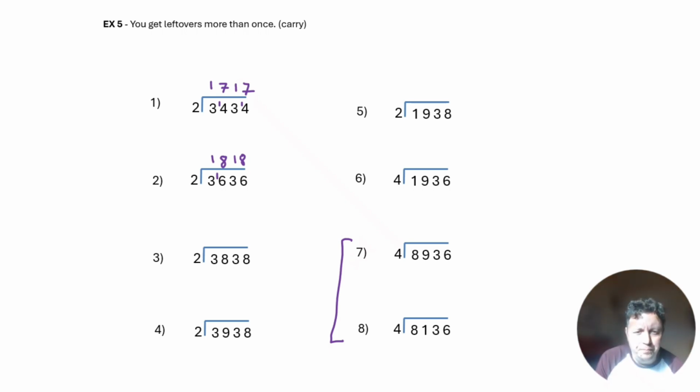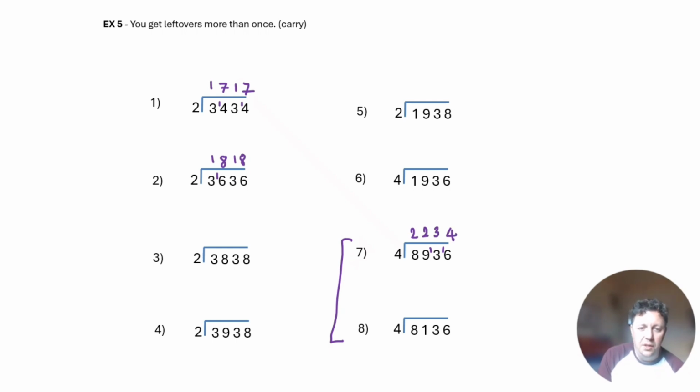Okay, question 7. 4 into 8 goes twice. That goes nice and evenly. 4 into 9, that goes twice, but there's 1 left over, so we bring that down. 4 into 13, we know that doesn't go either, but the closest it can go is to 12, because 3 times 4 is 12. And what's left over? It's 1. So now 4 into 16, that goes 4 times.